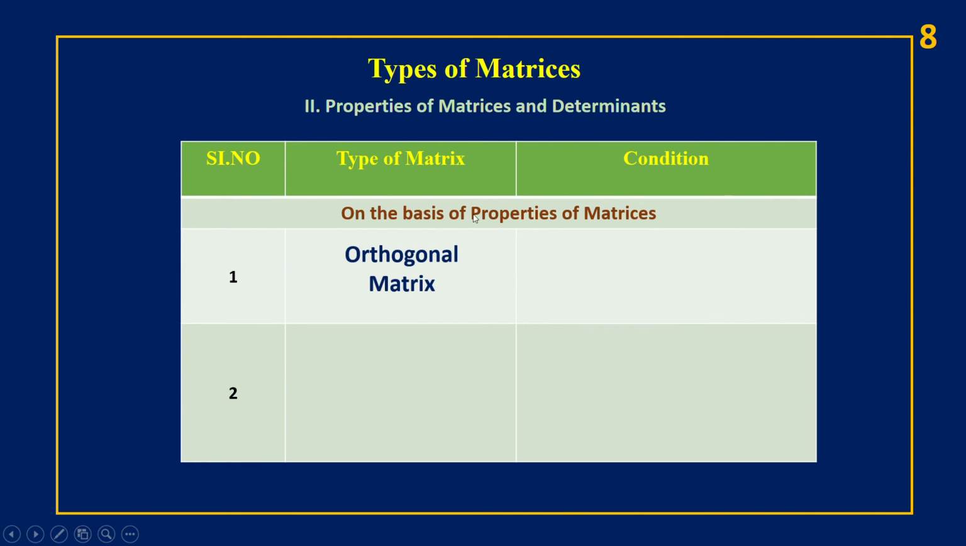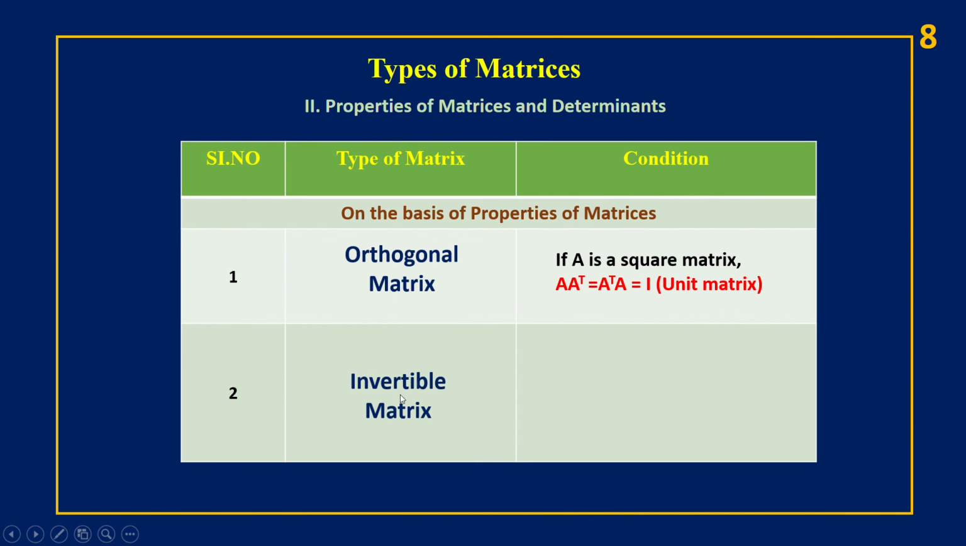And then on the basis of properties of matrices, a special type of matrix is the orthogonal matrix. I will tell you the condition for the orthogonal matrix. If A is a square matrix, the product of A into A transpose, which should be equal to A transpose into A, should be equal to the unit matrix. We know the unit matrix is the matrix in which the diagonal elements are unity. So A A transpose equal to A transpose A equal to the identity matrix is the condition for an orthogonal matrix.